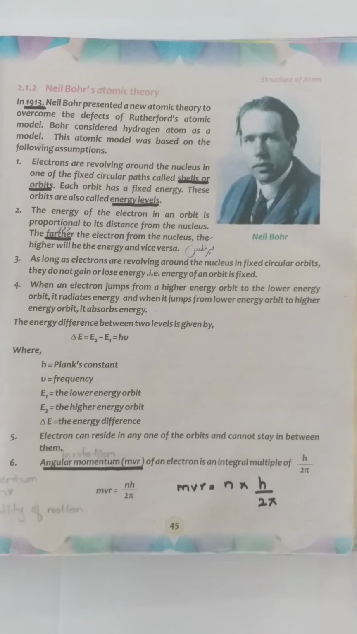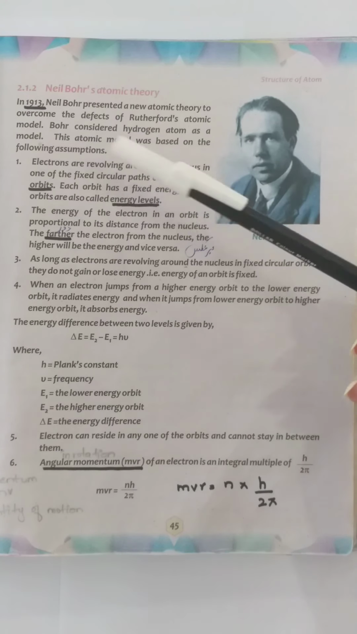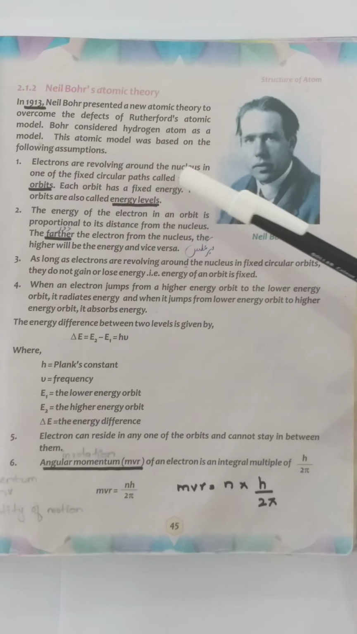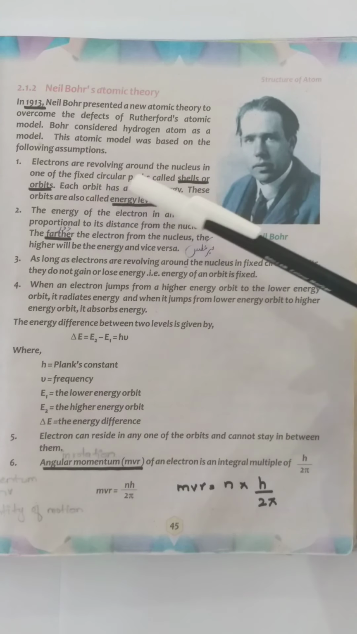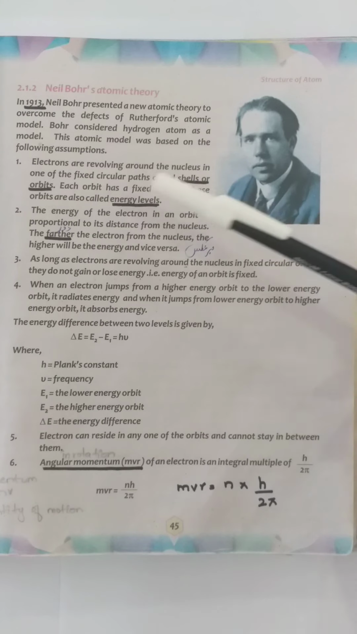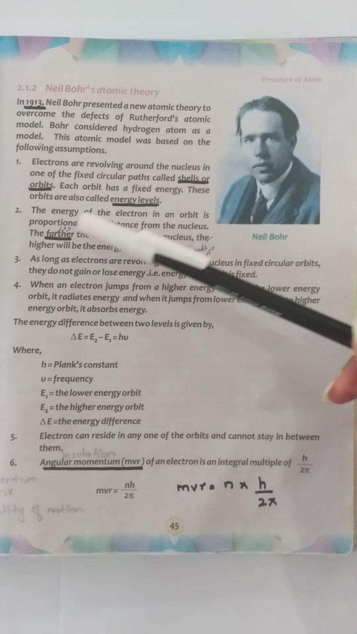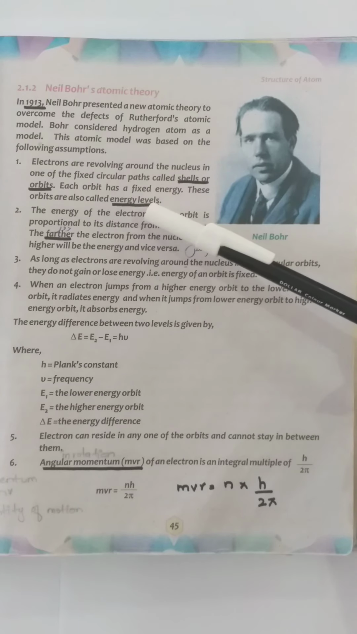So बोहर ने हाइड्रोजन एटम को एज अ मॉडल लिया और अपने सारे assumptions उसी के बेसिस पे उसने एक्सप्लेन किए. The atomic model was based on the following assumptions. So the first assumption or the postulate is electrons are revolving around the nucleus in one of the fixed circular paths called shells or orbits. Each orbit has a fixed energy. These orbits are also called energy levels.